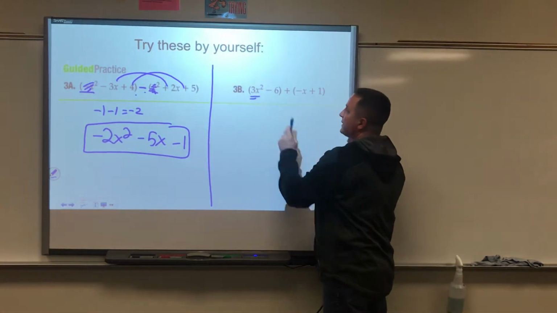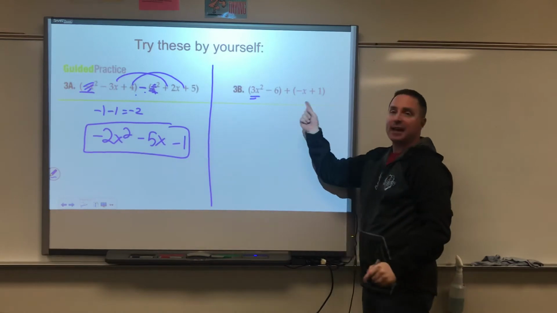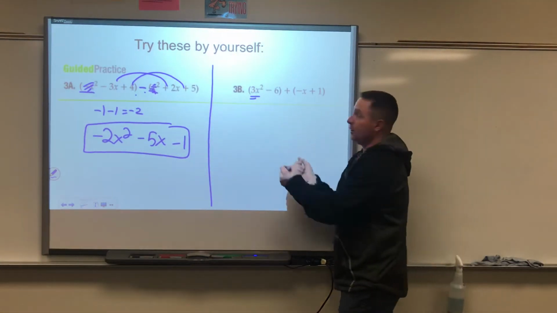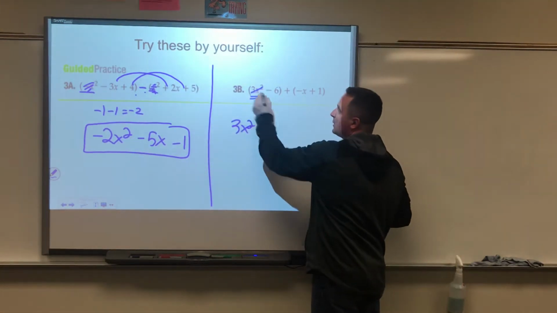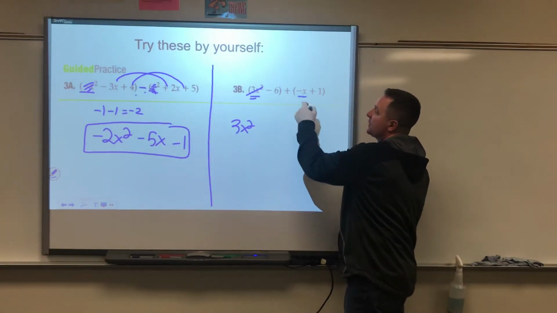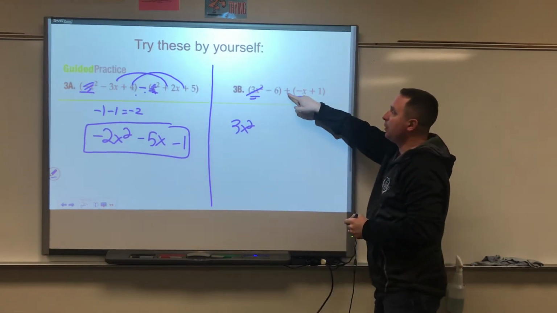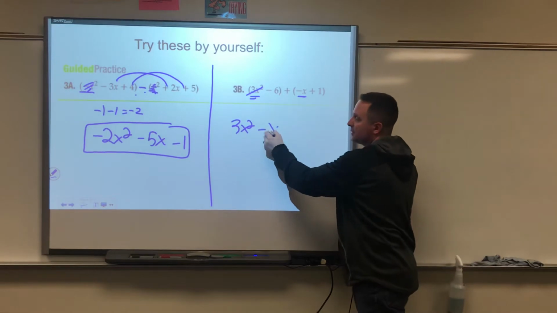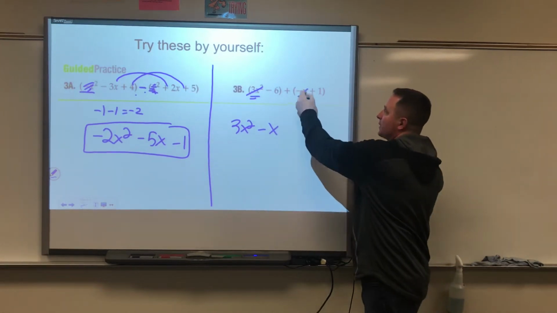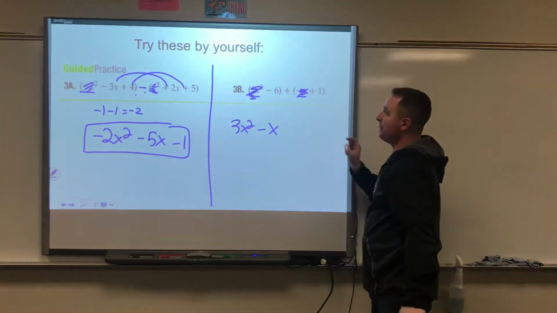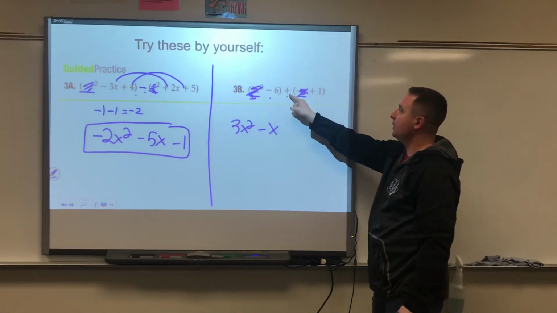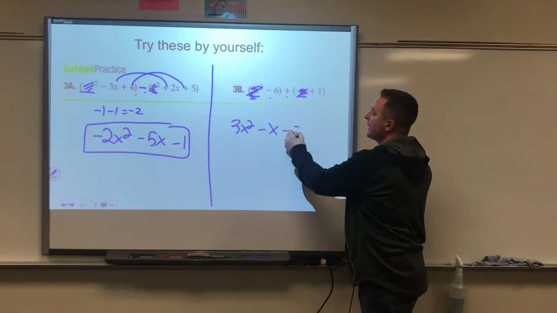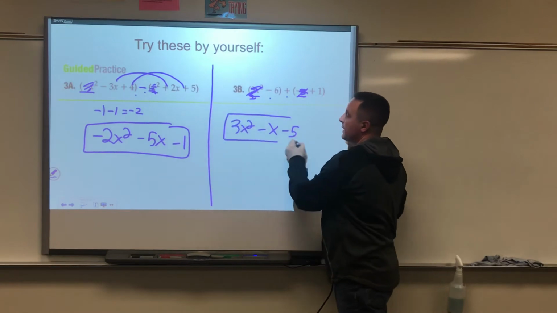And again, I look for the biggest exponent. There's 1. This one doesn't have any x squareds. Well, then the only thing we have is a 3x squared. There's just one term. Here's an x, and it's plus a negative x, which is just negative 1x. That one's gone. And then I have my constants. Negative 6 plus 1 is negative 5. And there's my answer there.